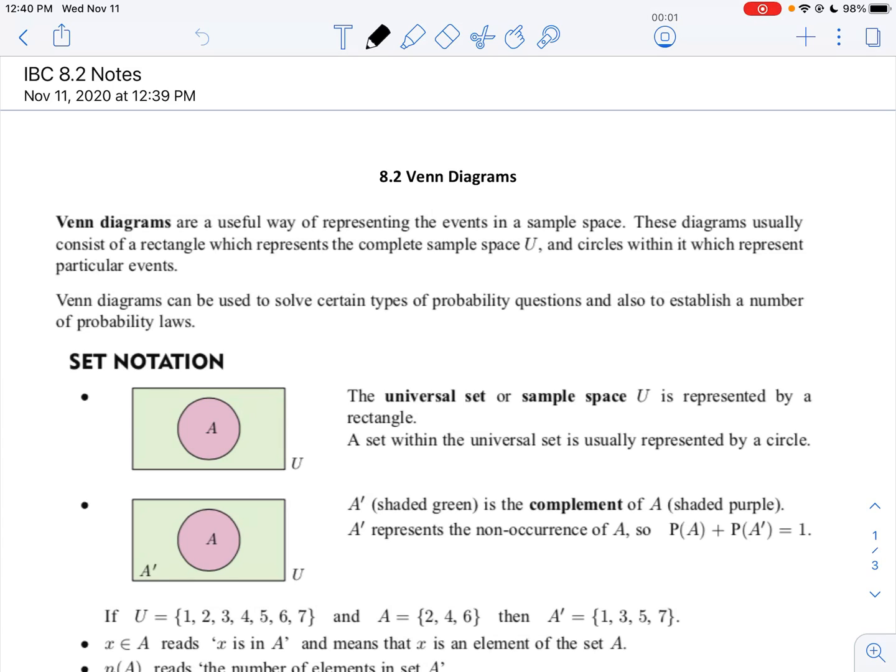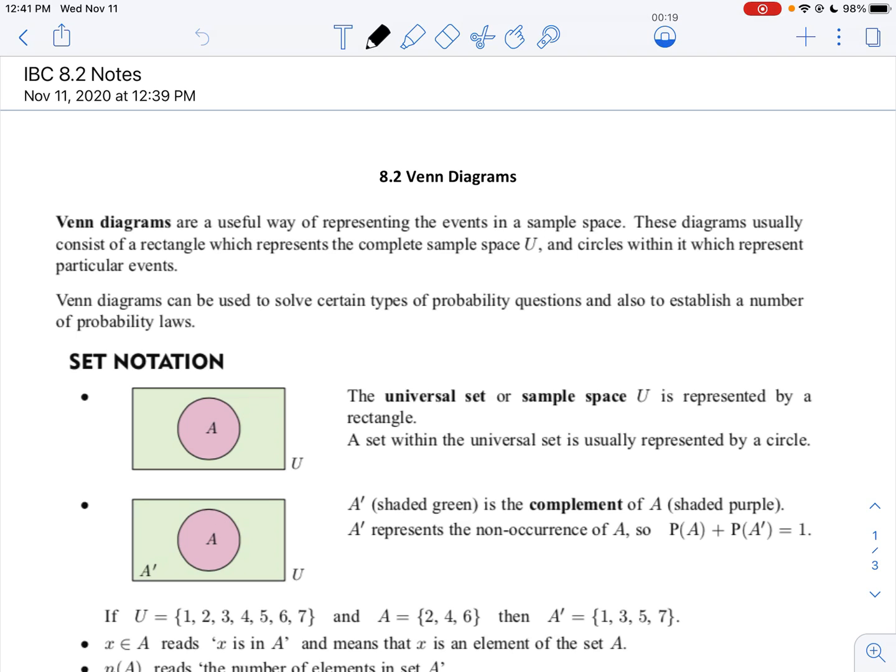All right, today we are covering 8.2, which is on Venn diagrams. If you haven't seen these before, these are really neat and kind of fun to work with. Venn diagrams are a useful way of representing the events in a sample space.